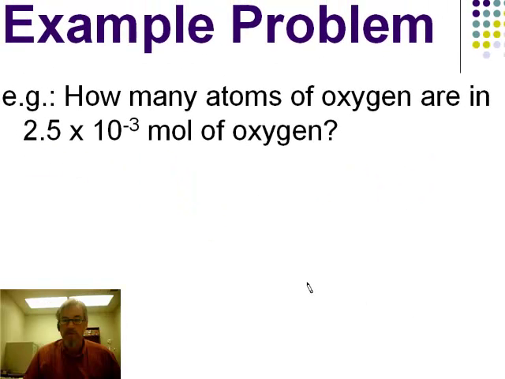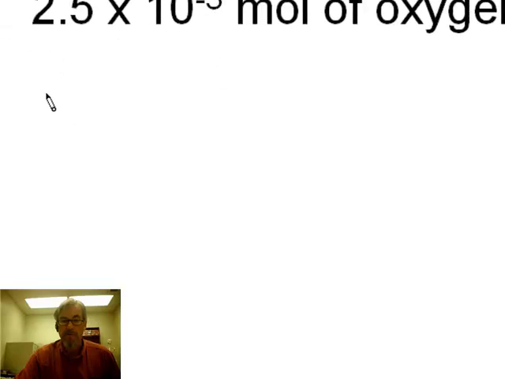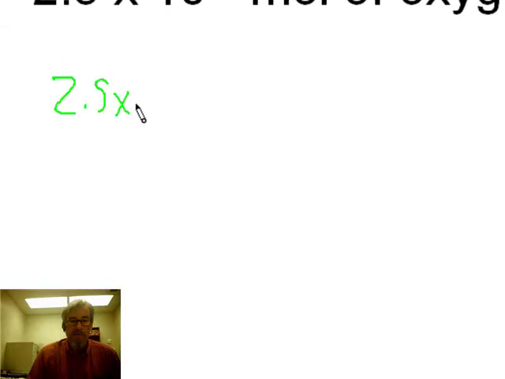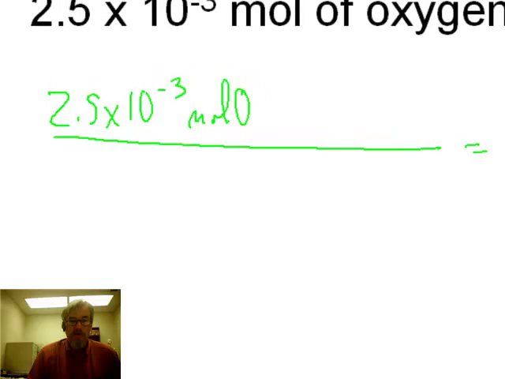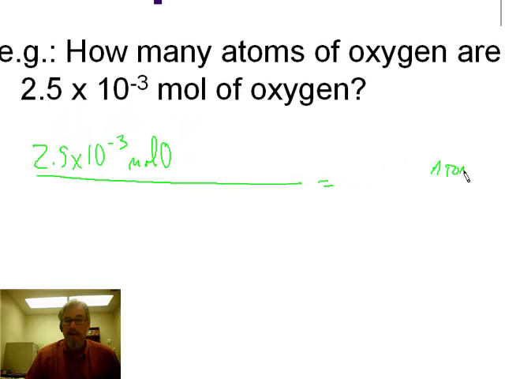Here's another one. This is going the other direction. How many atoms of oxygen are in 2.5 times 10 to the third moles of oxygen? Dimensional analysis is again how I'm going to start. I'll write down what I know, 2.5 times 10 to the third moles of oxygen.